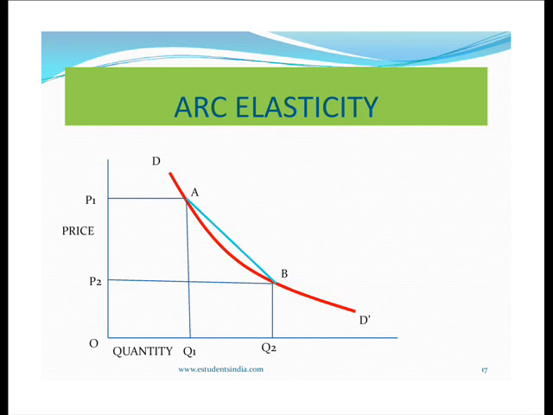P is equal to P1 plus P2 divided by 2 and Q is equal to Q1 plus Q2 divided by 2, just average. EP is equal to delta Q divided by Q1 plus Q2, divided by delta P divided by P1 plus P2. That is equal to delta Q by delta P into P1 plus P2 divided by Q1 plus Q2. Delta Q is the change in quantity, delta P is the change in price. EP is equal to delta Q divided by delta P into P1 plus P2 divided by Q1 plus Q2.